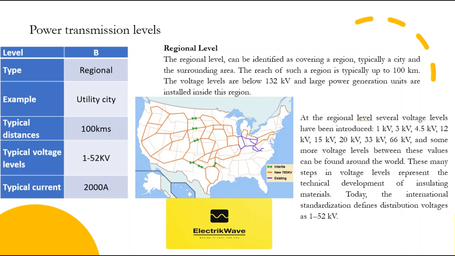These larger companies, compared with the local power producers, own larger power generation units and operate higher voltage level transmission and distribution lines to serve more customers in a larger area. At the regional level, several voltage levels have been introduced: 1 kV, 3 kV, 4.5 kV, 12 kV, 15 kV, 20 kV, 33 kV, 66 kV, and some more voltage levels between these values can be found around the world. These many steps in voltage levels represent the technical development of insulating materials. Today, the international standardization defines distribution voltages as 1 to 52 kV.